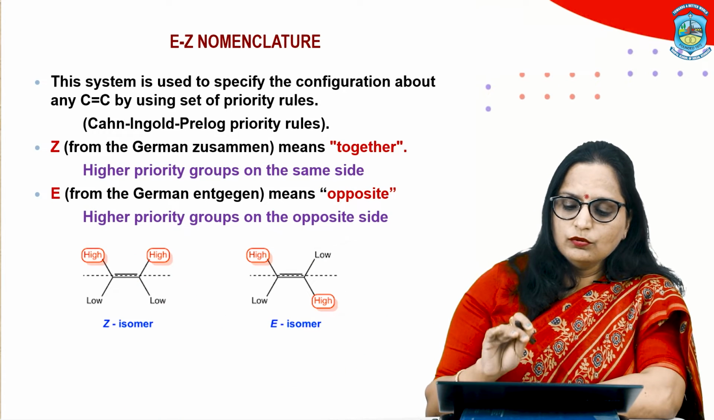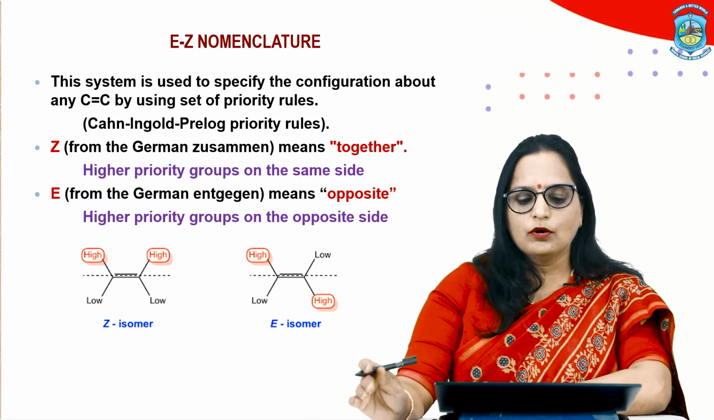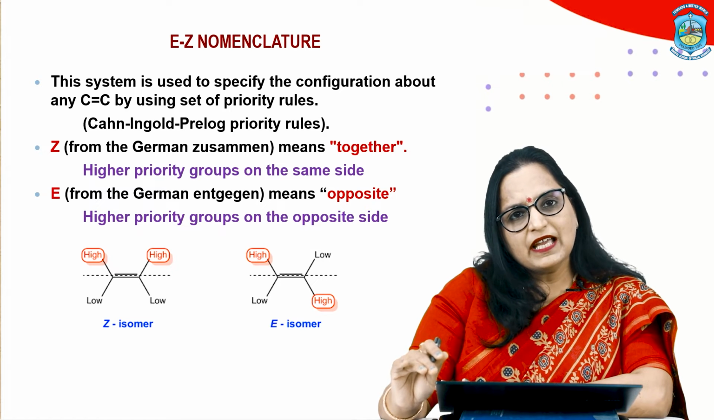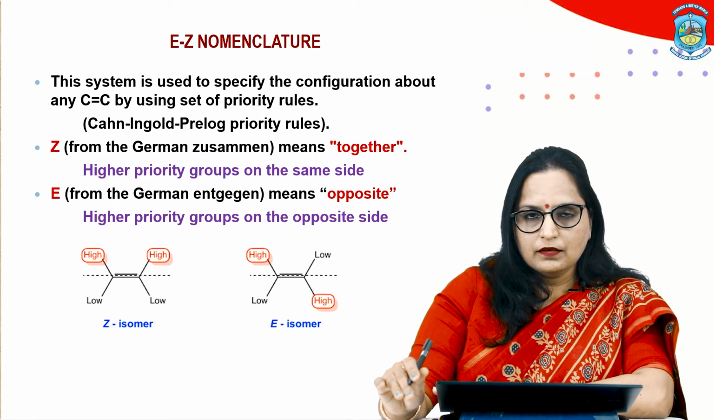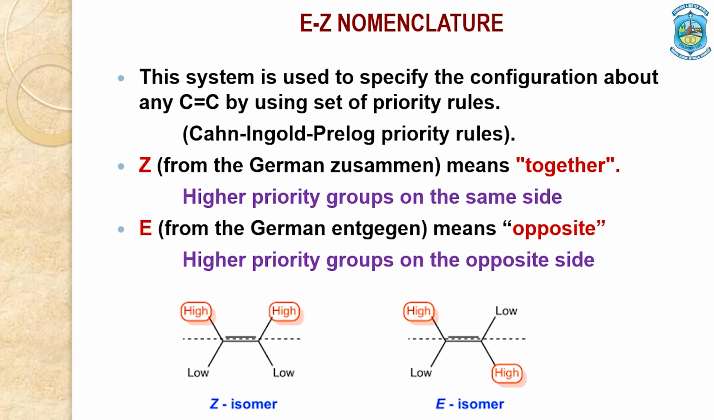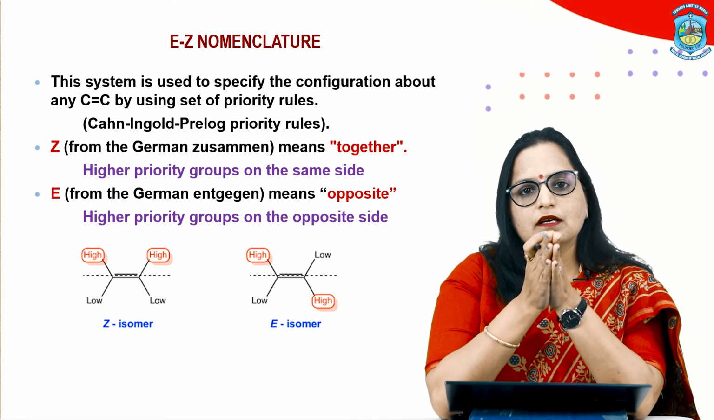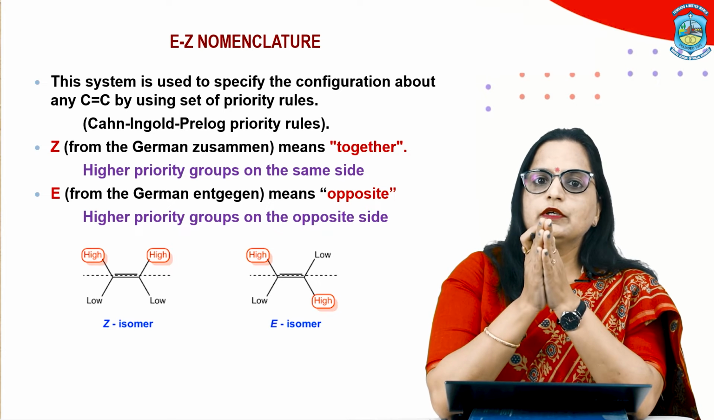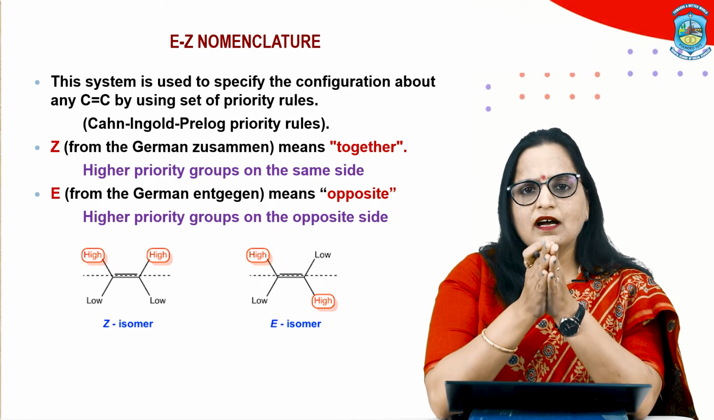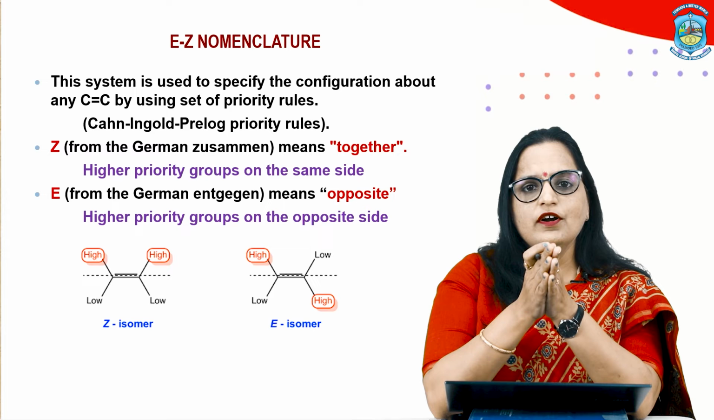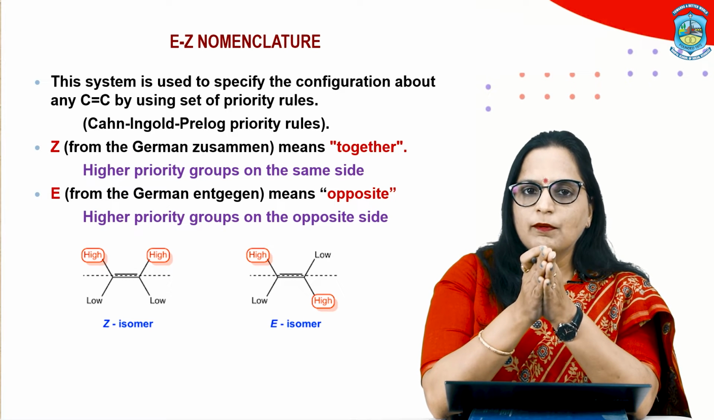So, now moving on to the second nomenclature, which is EZ nomenclature. This is used to specify the configuration of any carbon double bond carbon molecule by using a set of certain priority rules. If you remember, you must have studied certain priority rules in RS nomenclature, and in this also we are going to study certain priority rules through which we are going to assign geometrical isomeric configuration on the molecule which has all 4 different substituents on carbon double bond carbon.